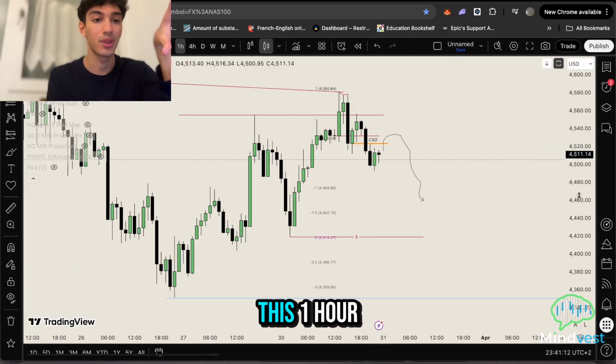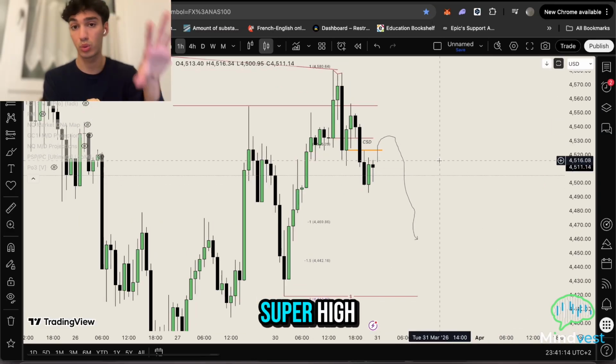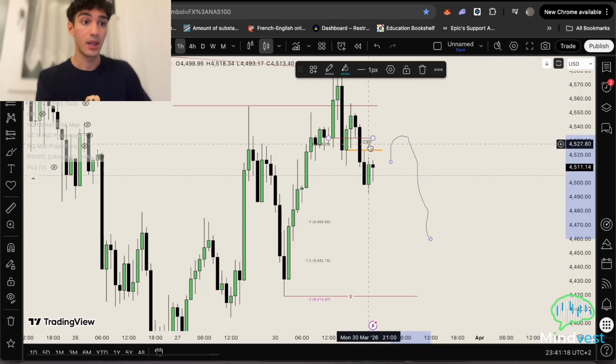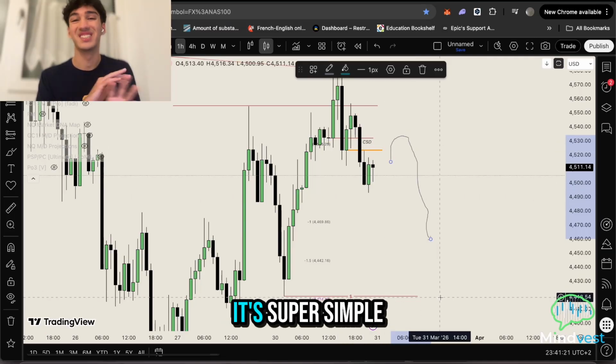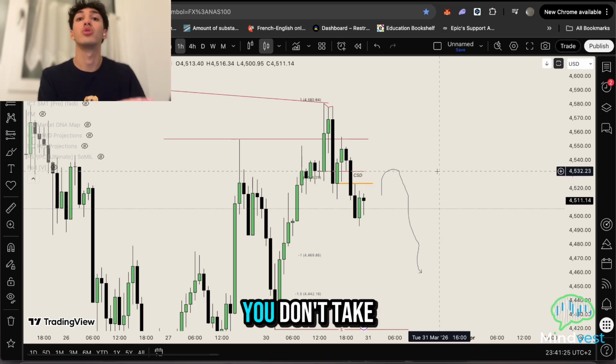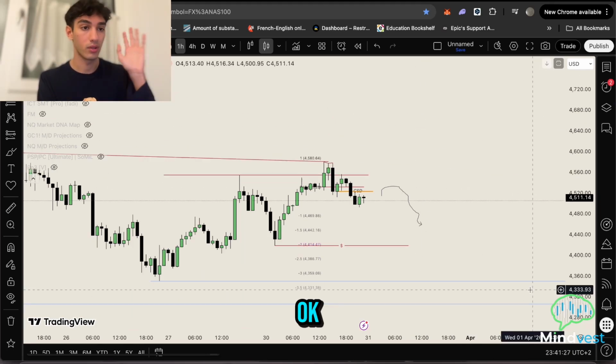So this is the gap. This 1-hour gap with this order block is super high probability. That's where you want to see price reject from. From there, you target Monday low. It's super simple. If there's a confirmation in there, you take it. If there's no confirmation, you don't take it and let it go higher, okay?